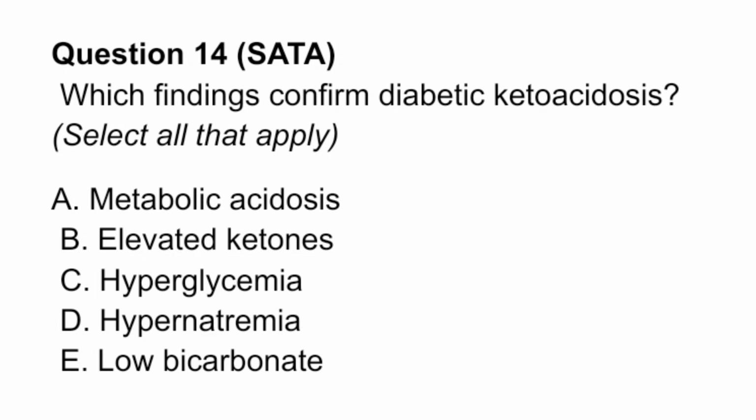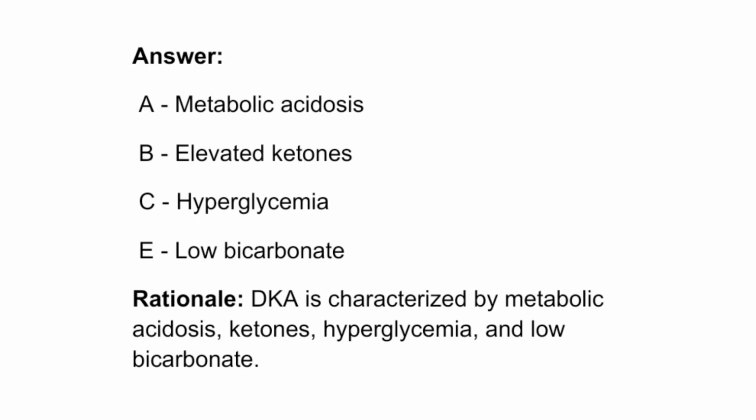Question 14. SATA. Which findings confirm diabetic ketoacidosis? Select all that apply. A. Metabolic acidosis. B. Elevated ketones. C. Hyperglycemia. D. Hypernatremia. E. Low bicarbonate. Answers: A. Metabolic acidosis. B. Elevated ketones. C. Hyperglycemia. E. Low bicarbonate.